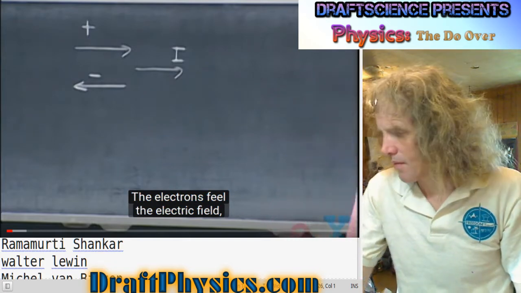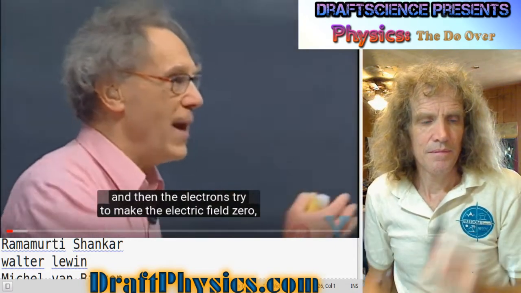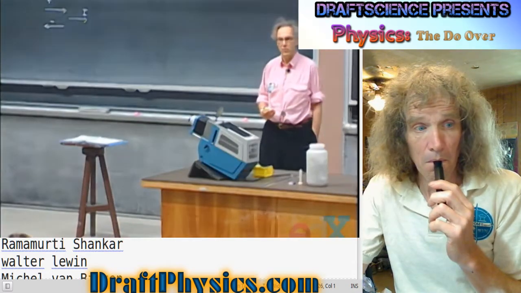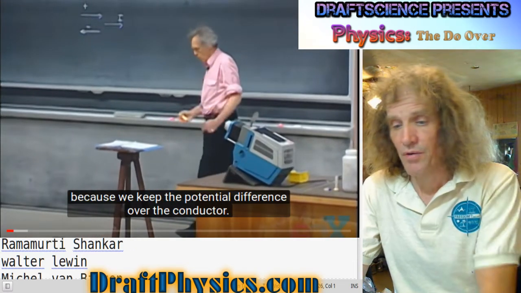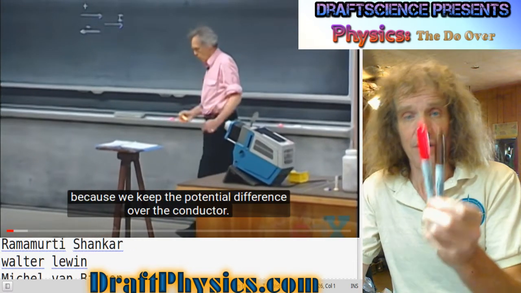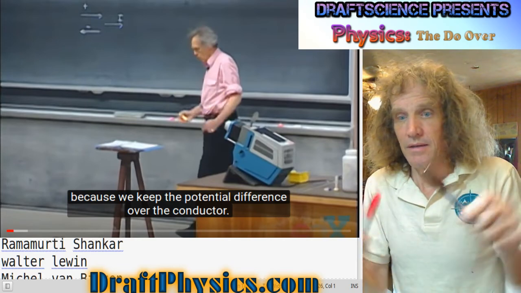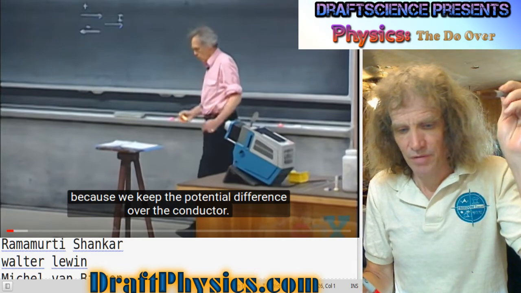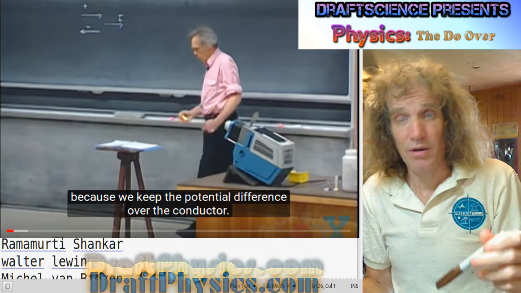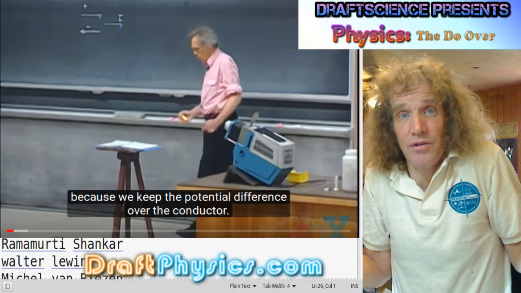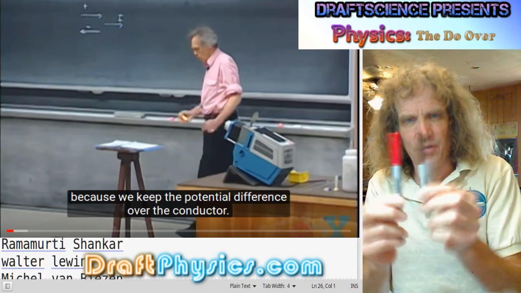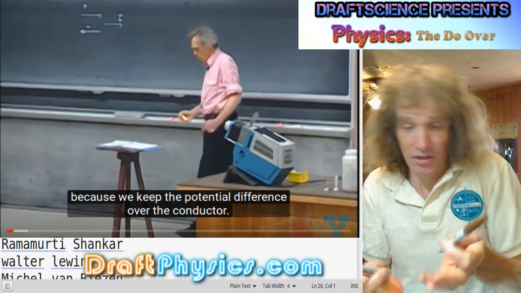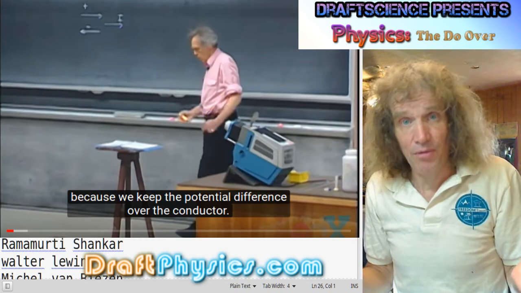Electrons feel the electric field, and then the electrons try to make the electric field zero, but they can't succeed because we keep the potential difference. So they're not trying to do anything, they're just doing the natural thing, which is any disruption, like dropping water droplets into the water. The water's not trying to be neutral. It just will become neutral as all the little bits hit each other, and we can see it kind of happen with water.